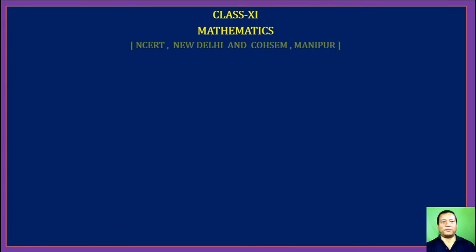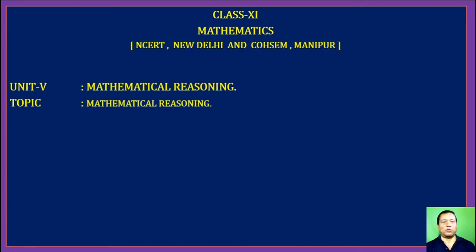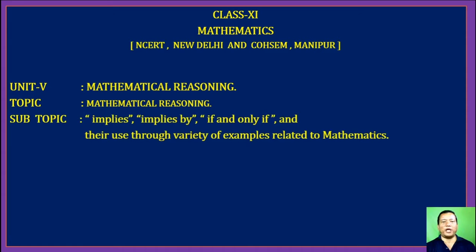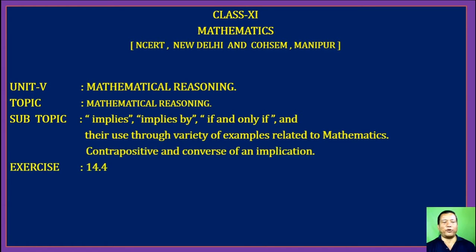Class 11 Mathematics, NCERT New Delhi and COHSEM Manipur. Unit 5 Mathematical Reasoning. Topic: Mathematical Reasoning. Subtopic: implies, by, if and only if, and how they are used through a variety of examples related to mathematics. Contrapositive and converse of an implication. Exercise 14.4.